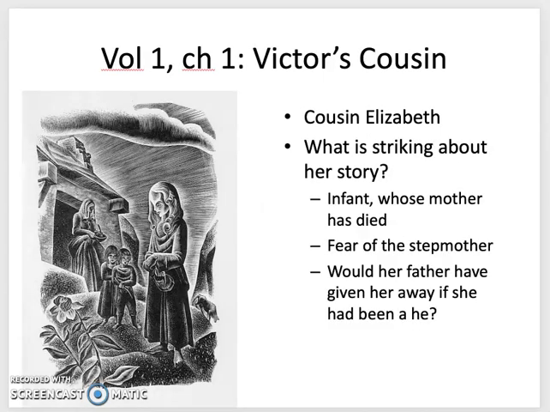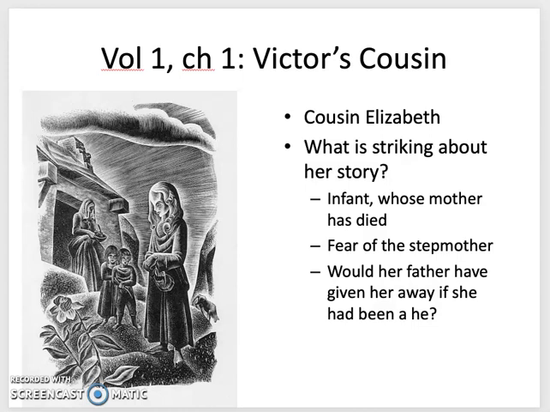Now, here's a really significant relationship, and that's Victor's cousin in 1818. This is his cousin. She'll become his girlfriend, and eventually his wife. Cousin Elizabeth. They are first cousins. What's striking about her origin story is that when she's an infant, her mother dies. There is some fear of a stepmother. Sorry for my mispronunciation. Her dad tells Alphonse, sorry, I'm going to get confused on this part. But anyhow, there's a fear of the stepmother.